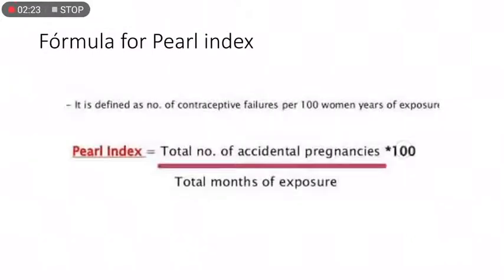Pearl index is called pearl, not because it's a memory pearl, it's because it was given by the scientist called Raymond Pearl. Formula for the pearl index goes in this way. It is defined as the number of contraceptive failures per 100 women years of exposure. Well, pearl index is equal to total number of accidental pregnancies divided by total months of exposure into 100. So it basically gives us the failure rate for a particular contraception and the formation of unwanted pregnancies.